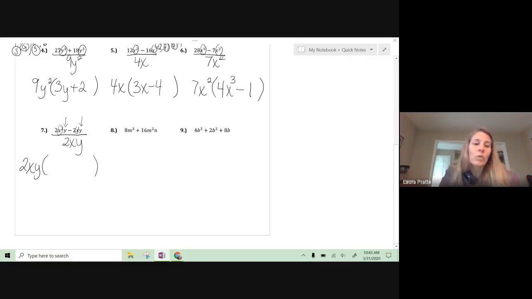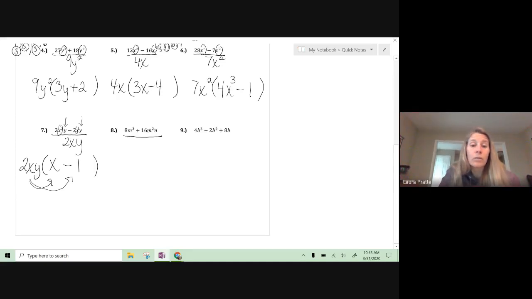Well, 2x squared y divided by 2xy, the 2's would cancel, the y's would cancel, and x squared divided by x, if you subtract the exponents, you're left with just x. On the second term there, minus 2xy, we're dividing that by 2xy, so we would just be left with minus 1. And again, if you want to check it, you can distribute the 2xy to the parentheses, and you should get back to the original. So let's take a look at number 8.